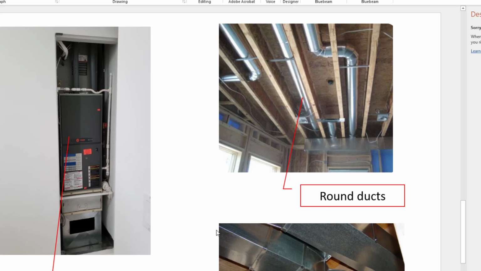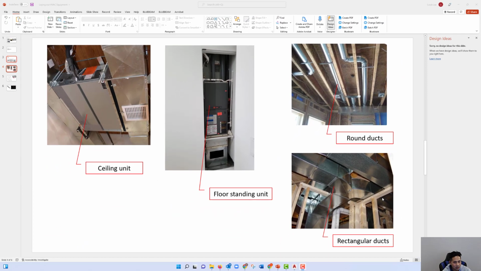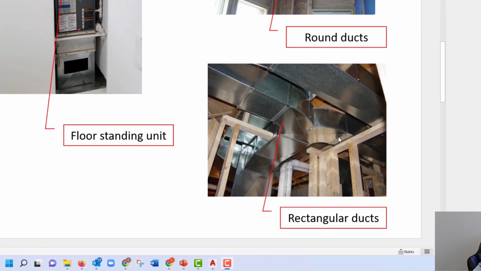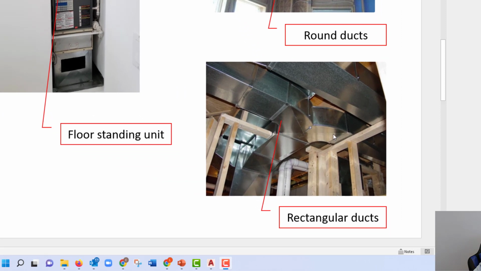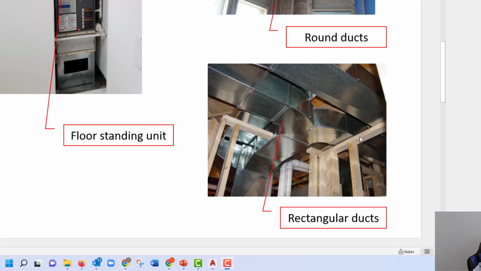On the bottom here is rectangular ducts. They're sheet metal, and in this case you can see again it's routed above a ceiling, which would then be installed pretty much to the underside of this wood framing here.